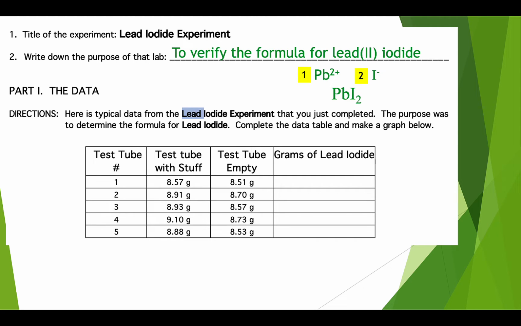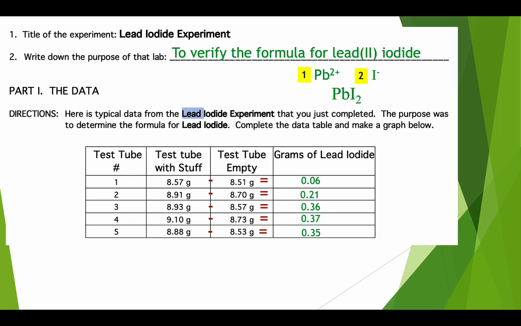So if you remember, we had our test tubes full of our yellow PbI2 solid. We also had a mass of the test tube when it was empty. So if we take those two masses and subtract them, we can get the grams of lead iodide that were produced. So we're going to use some sample data to make sure that we see the right thing in order to verify the formula of lead(II) iodide.